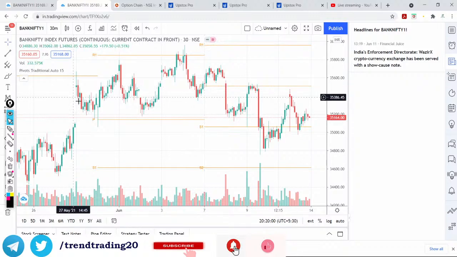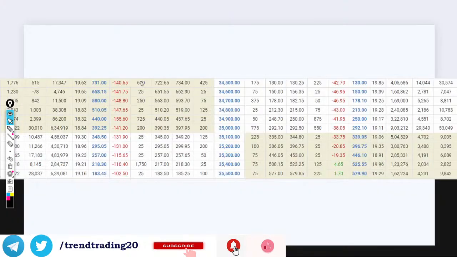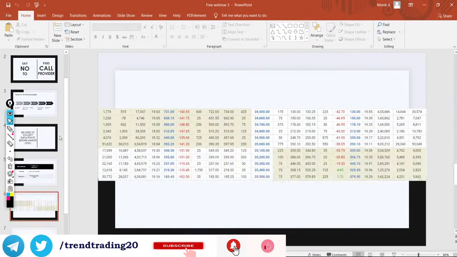35,510 is the pivot point, right? Let me write it down quickly so that you will understand it very easily. Just give me a minute.